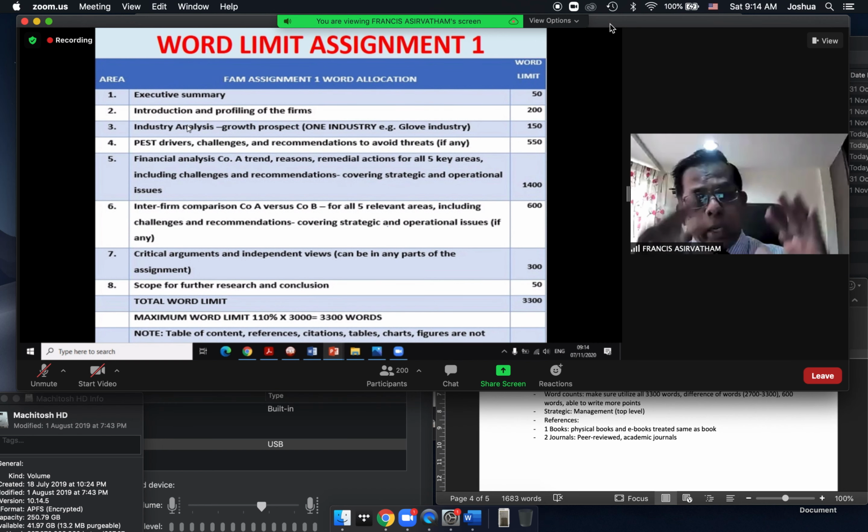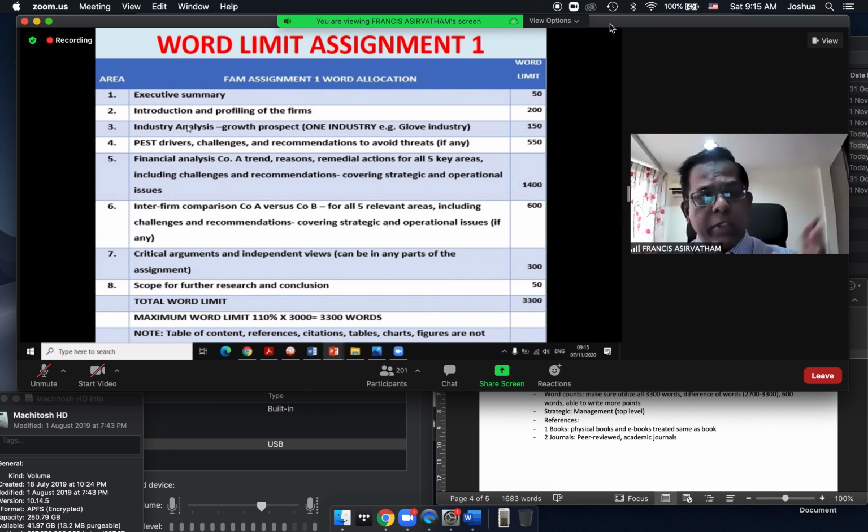Followed by environmental drivers, the PEST drivers. Drivers means changes taking place in the environment. So you need to highlight the challenges and changes. The drivers mean the changes, the challenges, and then the recommendation to avoid threats. If there are any major threats, you need to give a recommendation. What are the things we'll do?